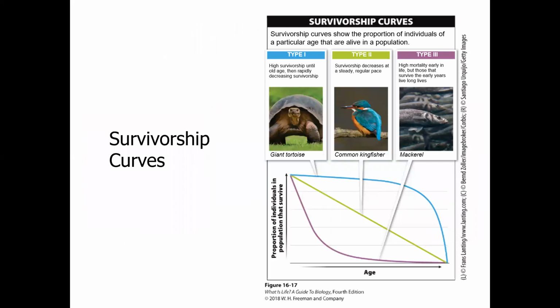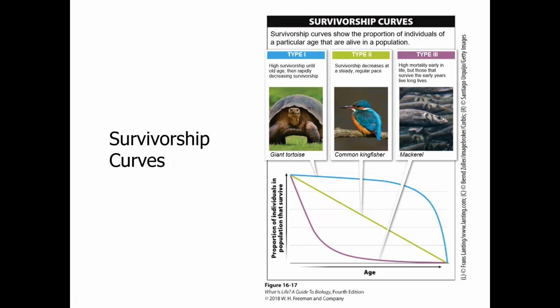The other tool we have is called a survivorship curve. This is a graph that shows the proportion of individuals alive across different age spans of the population. So we don't have specific ages like 0 to 3, 3 to 6, and so on. We just have the concept of age across the x-axis. And then on our y-axis for our survivorship curve, we have the proportion of individuals in the population that survive. So not how many die, how many are alive. This will be between 0 and 1, 1 being everybody's still alive, 0 being nobody's alive.